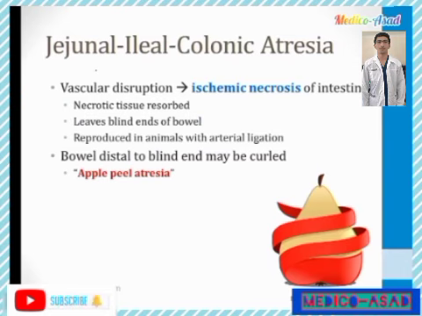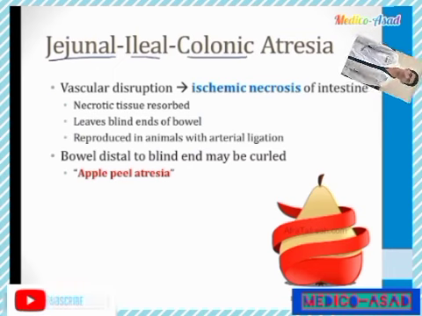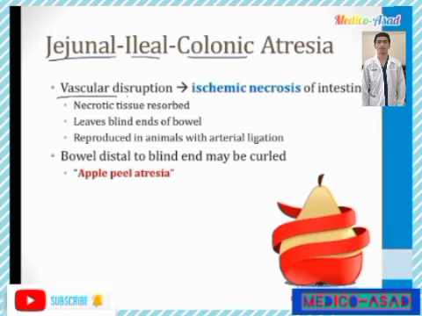As I told you before, the duodenum is the most common location for atresia, but it can rarely occur in the jejunum, the ileum, or the colon. When it occurs in these locations, the mechanism is believed to be vascular disruption. This is different from the mechanism for duodenal atresia.